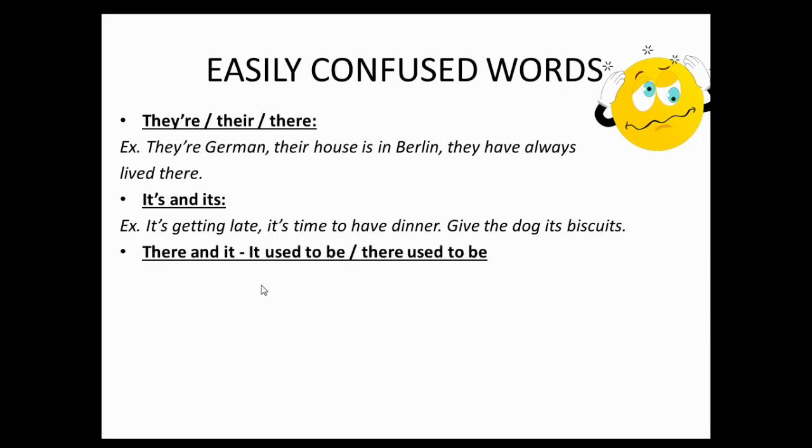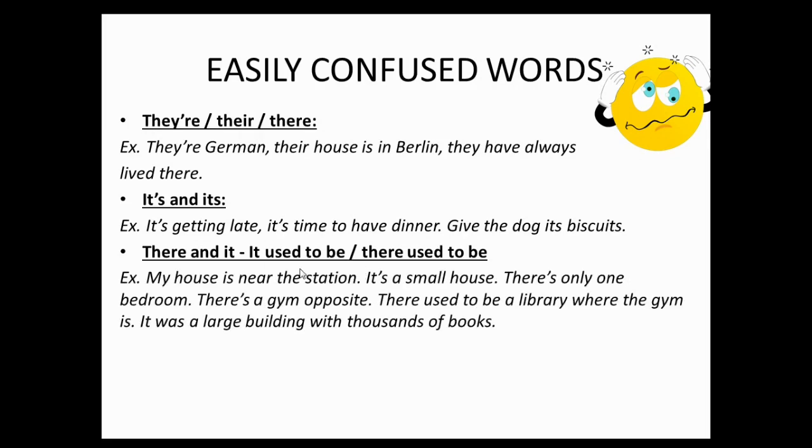There and it are also sometimes confused in English. It used to be, there used to be. My house is near the station. It's a small house. There's only one bedroom. There's a gym opposite. There used to be a library where the gym is. It was a large building with thousands of books.